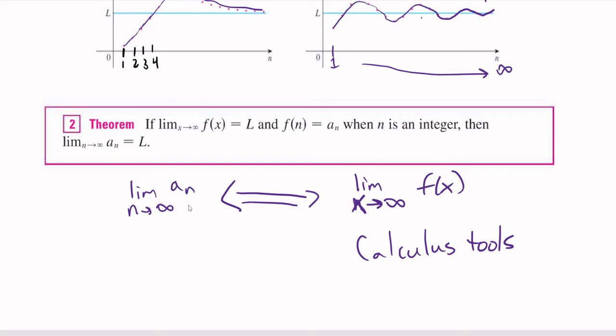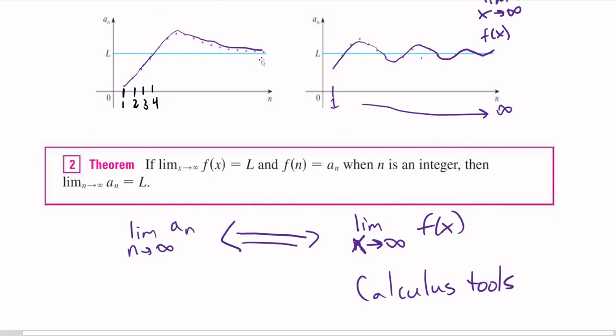Okay? So if I can find a function that fits the picture I drew, the picture being the sequence, the dots, and it has a limit L, then so does my sequence. So hopefully that's not too bad to see by just thinking, fill in the picture. There's a theorem that tells us we can do that.